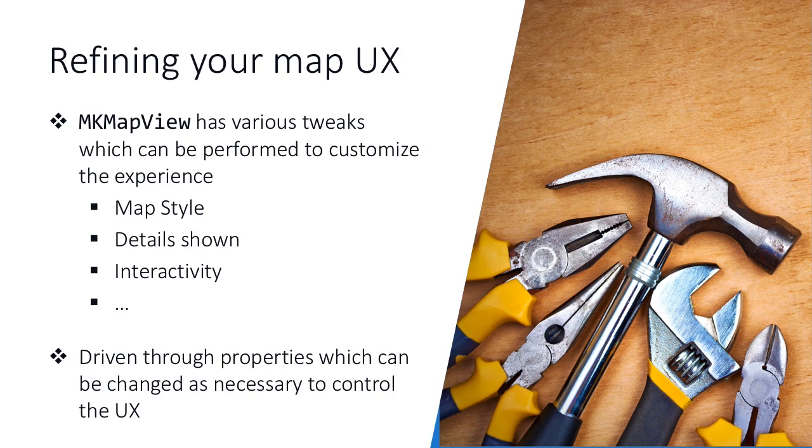Either way we add our MKMapView, we're going to have several properties we can use to control how it looks and how interactive it is. We can change the map style. We can change the level of detail shown and of course the interactivity, like whether or not the user can zoom it in and out. All of these are driven through properties, and those properties are also available through the designer as well as through code.